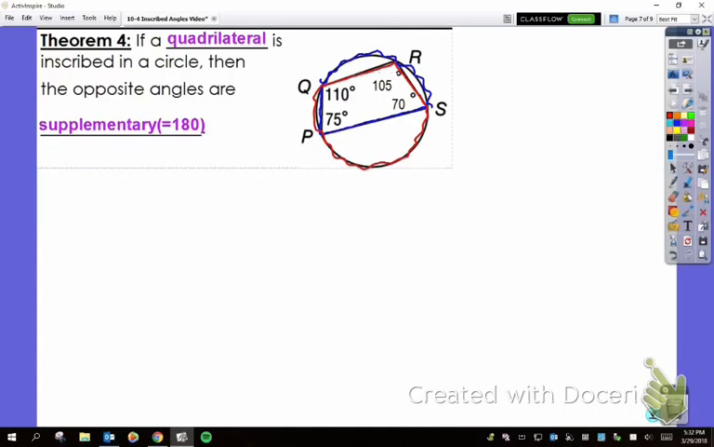So when we have what we're looking at here, then we would know that angle P plus the opposite angle R equals 180. And the same is true for the other end. So angle Q plus angle S also equals 180. Okay, so let's go look at some problems on the inside here.